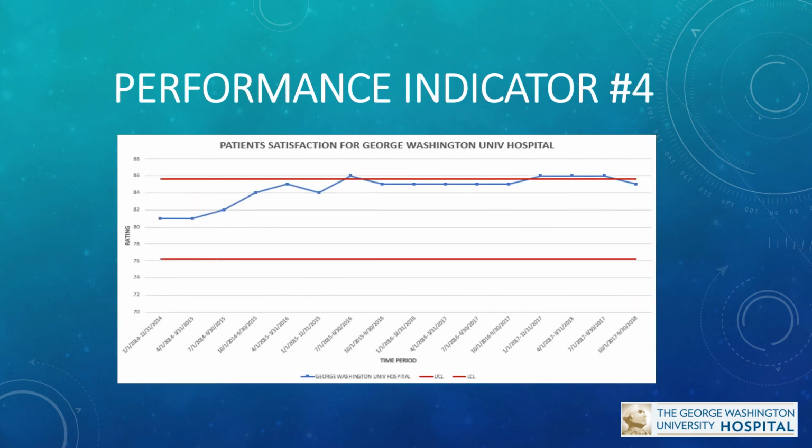Next, performance indicator number 4, patient satisfaction for George Washington University Hospital. George Washington University Hospital performance has increased from 2014 to 2018. As we can see, patients are more satisfied with George Washington University Hospital.